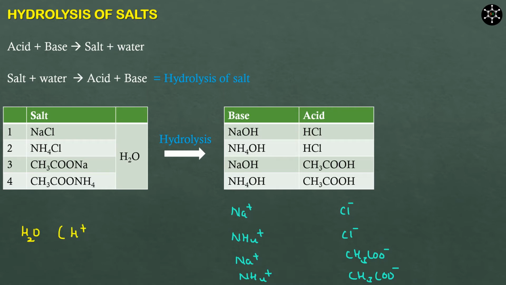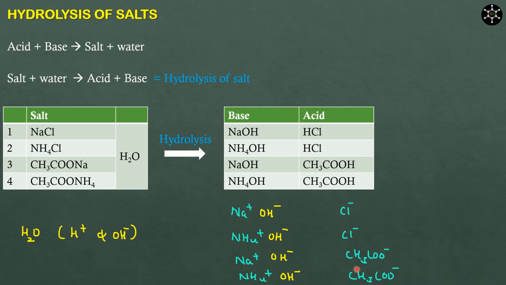One is H plus and another one is OH minus. Put the positive component of water with the negative of the salt and the negative component of the water with the positive component of the salt. So with Na plus we have to put OH minus with all this positive component of salt. That gives us sodium hydroxide, ammonium hydroxide, sodium hydroxide and ammonium hydroxide.